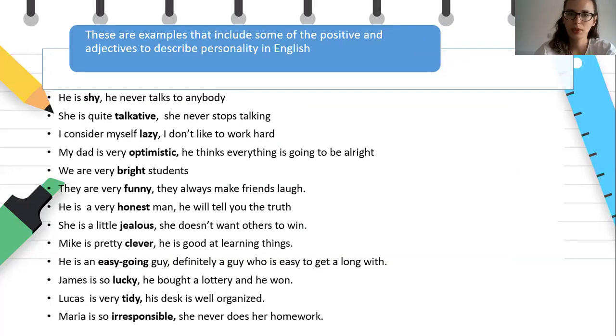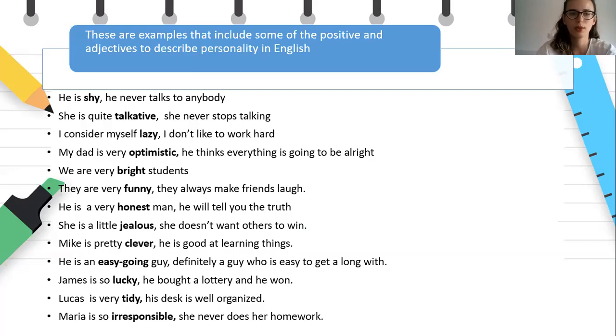Now, we can see some examples that include some of the positive and negative adjectives, also the quantifiers to describe personality in English. He is shy. He never talks to anybody. She's quite talkative. She never stops talking. I consider myself lazy. I don't like to work hard. When you want to describe your personality, you can use I consider myself, like in this example. My dad is very optimistic. He thinks everything is going to be all right.